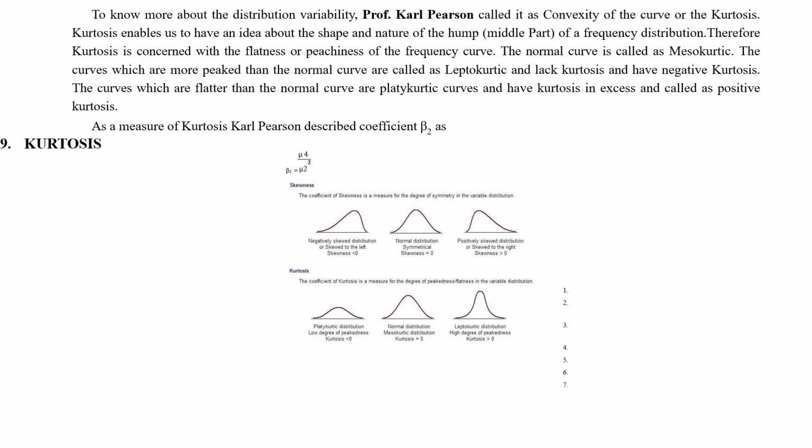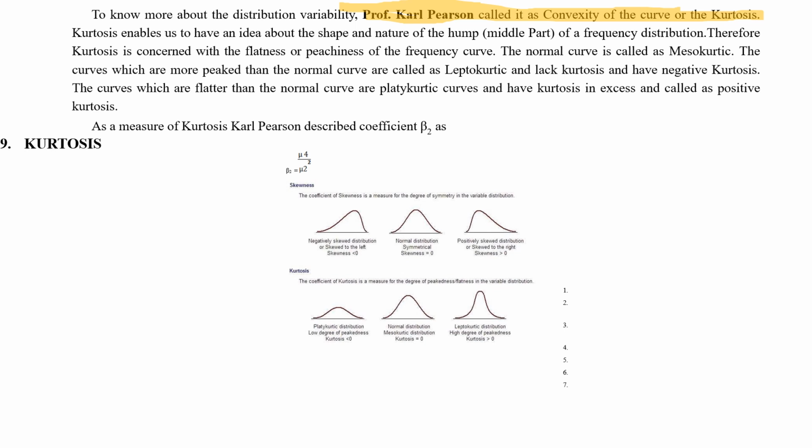To know more about the distribution variability, Professor Karl Pearson called it the convexity of the curve, or kurtosis. Kurtosis enables us to have an idea about the shape and nature of the hump, the middle part of the frequency distribution. Therefore, kurtosis is concerned with the flatness or peakedness of the frequency curve.